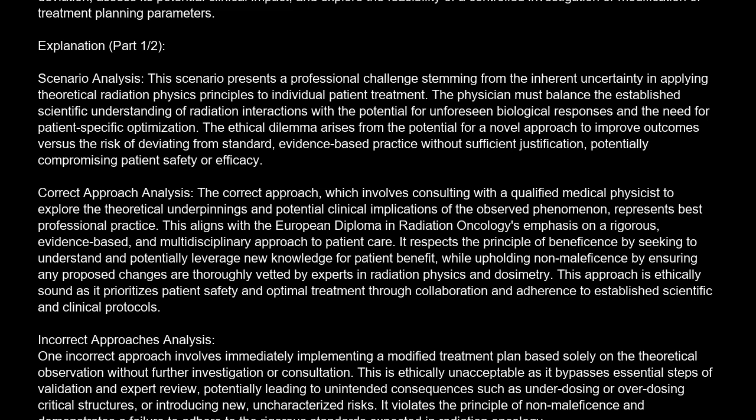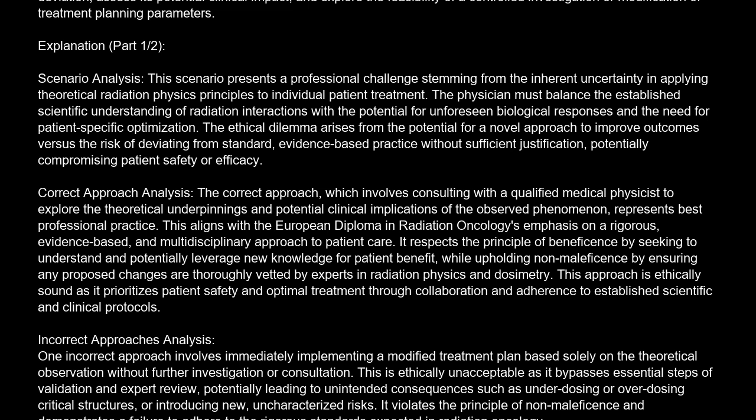Explanation. Scenario analysis. This scenario presents a professional challenge stemming from the inherent uncertainty in applying theoretical radiation physics principles to individual patient treatment. The physician must balance the established scientific understanding of radiation interactions with the potential for unforeseen biological responses and the need for patient-specific optimization.